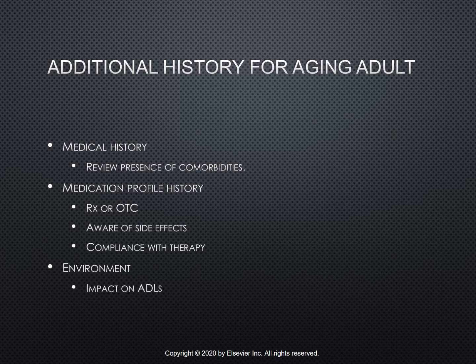So additional history for our aging adult. We may have to ask some additional questions. Their medical history. Review presence of comorbidities. Do they have high cholesterol? Are they diabetic? We want to make sure we collect any comorbidities.